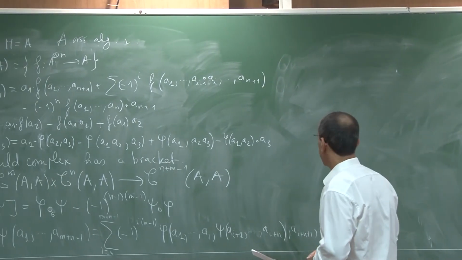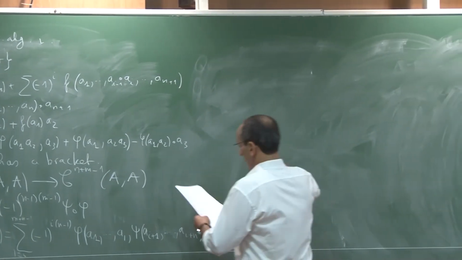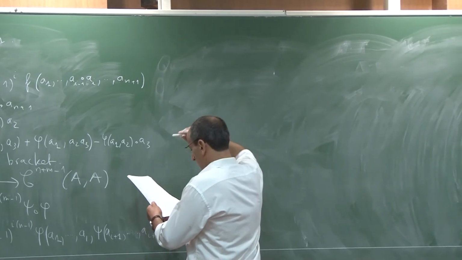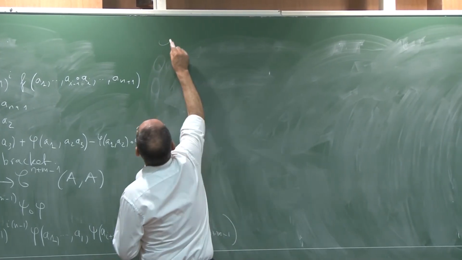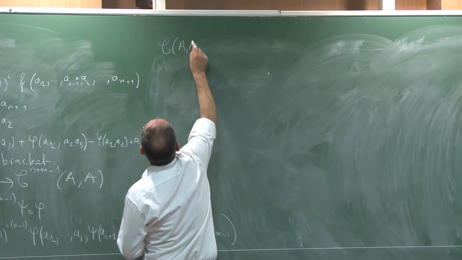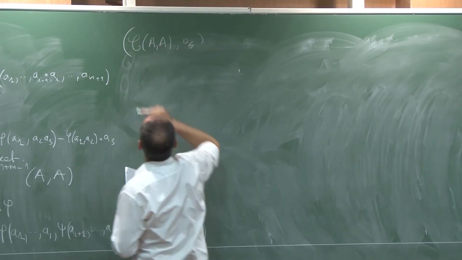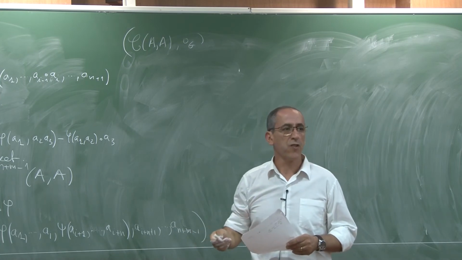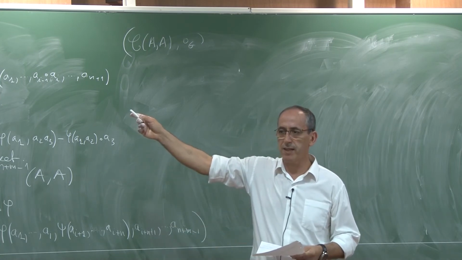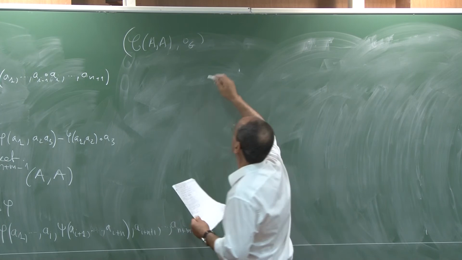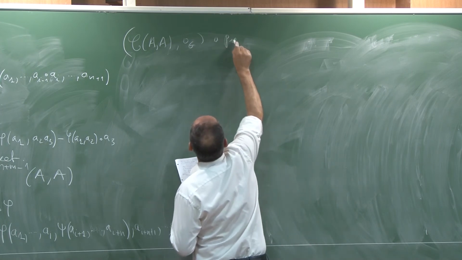and it turns out that if you consider this C, this set of cochains with this circle, then it has a structure of a pre-Lie algebra. I defined what a pre-Lie algebra is before. Then this is a pre-Lie algebra.